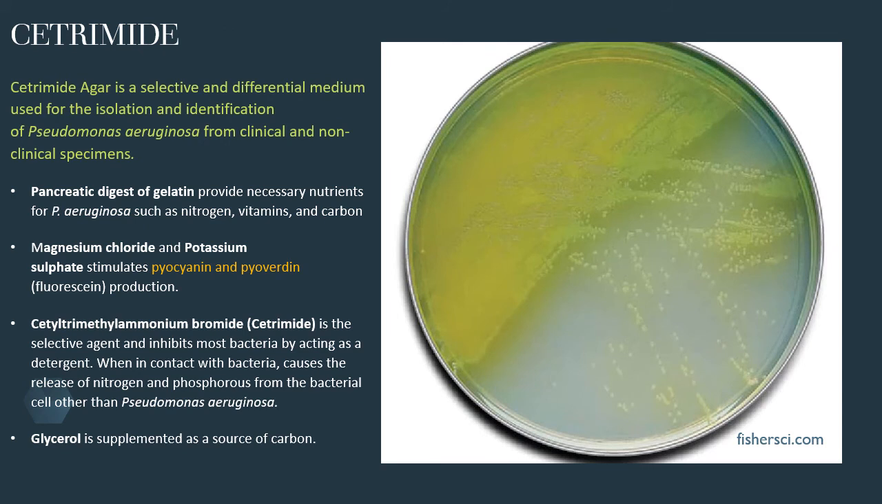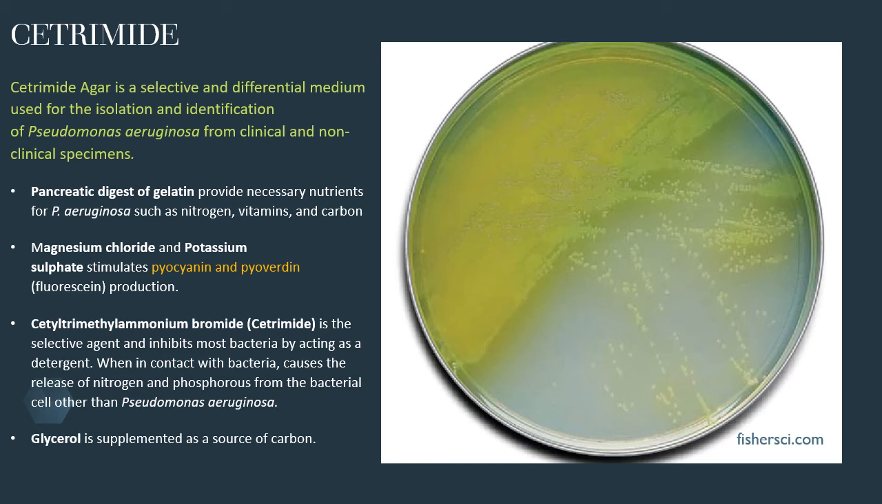The next is Cetrimide. Cetrimide is generally used for Pseudomonas, right? We remember the media mainly used for Pseudomonas. It is a selective and differential medium which is used for isolation and identification of Pseudomonas aeruginosa from clinical or non-clinical specimens. It has pancreatic digest of gelatin which provides necessary nutrients for Pseudomonas aeruginosa such as nitrogen, vitamins and carbon source. So the nutrients are mainly provided by pancreatic digest of gelatin.